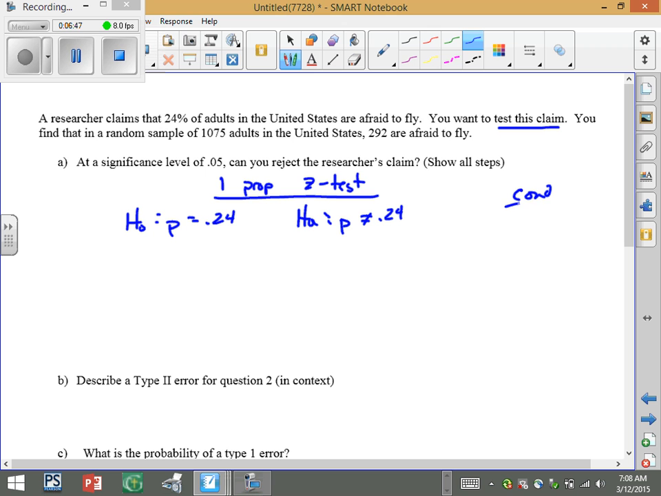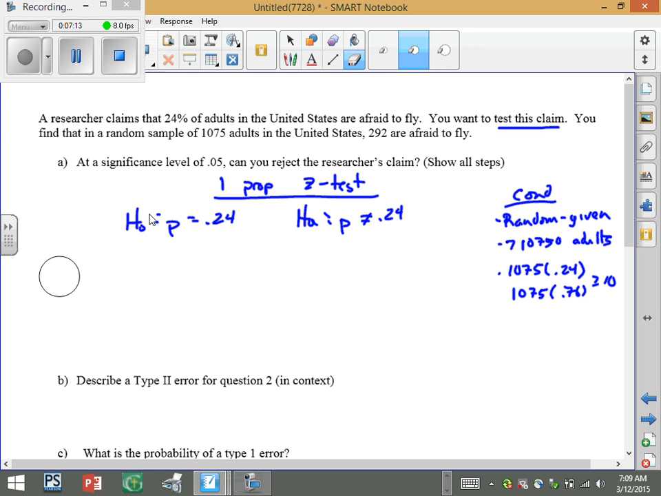Conditions here for us, is it random? That's given. We need more than 10 times 1,075, so 10,750 adults, and then we need 1,075. We're going to put p here because this is a test, and we're going to put q 0.76. Both those are greater than or equal to 10. So here it's a z-test, which means our test statistic is z. We're going to let the calculator do the work for us.